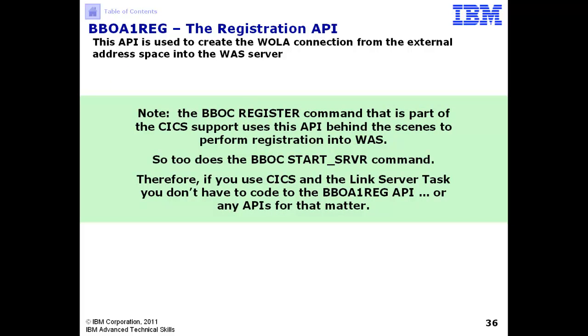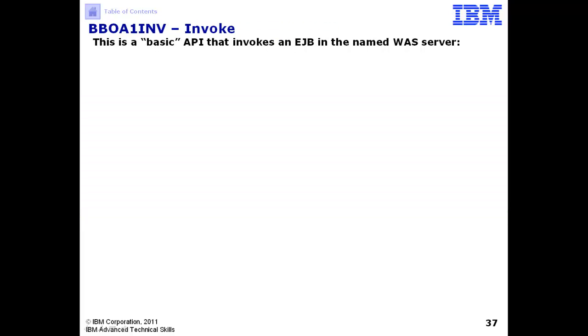Just a quick reminder, recall our discussion of the CICS support and the BBOC control transaction that's supplied. The BBOC register command will execute a registration behind the scenes using this API based on the parameters you supply to that BBOC command. The BBOC start server command will do the same. So if you're using the BBOC transaction to register, then you do not need to use the BBO-A1 Reg API in your program. Now we'll take a look at the BBO-A1 Invoke API.